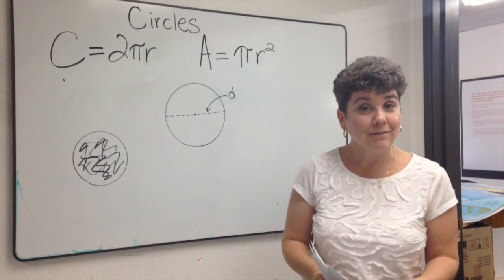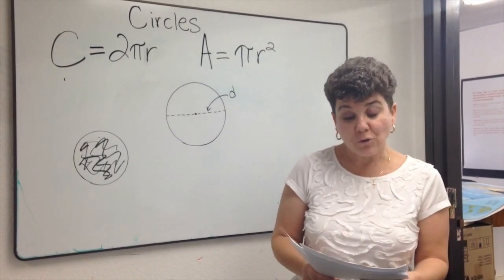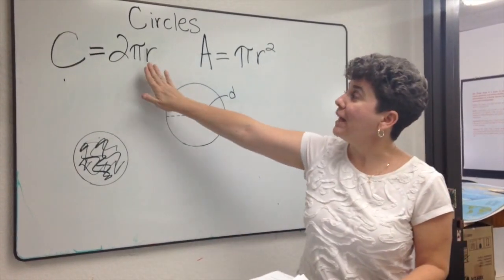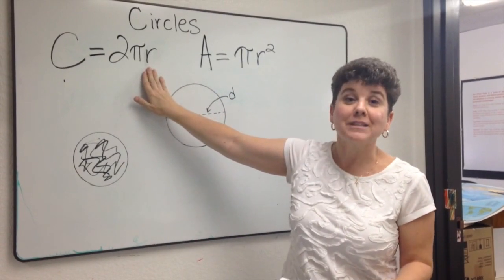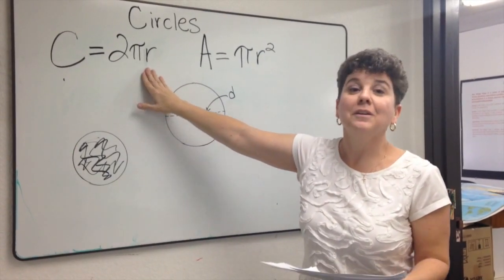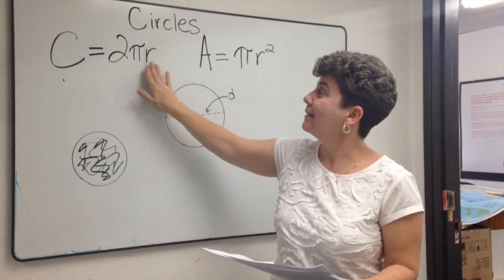And for the intermediate fluency, Victoria, can you tell me, how do we figure the circumference of a circle? You do 2 times pi times the radius.